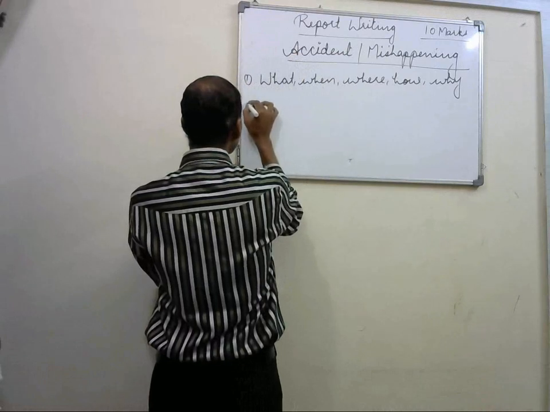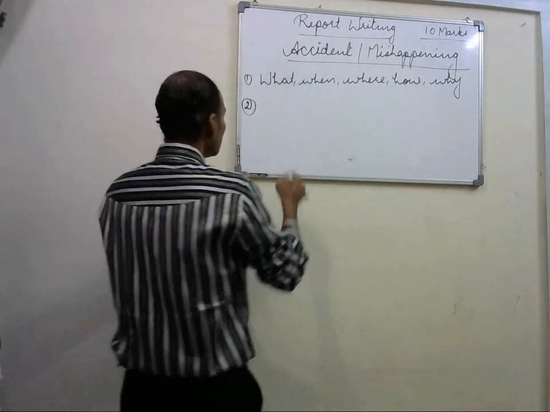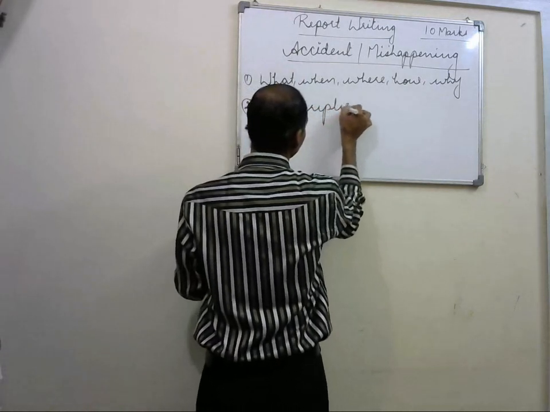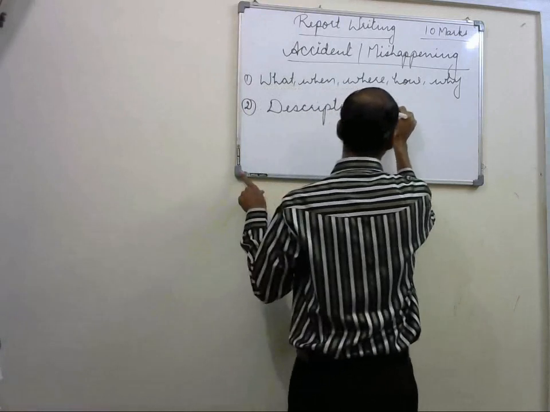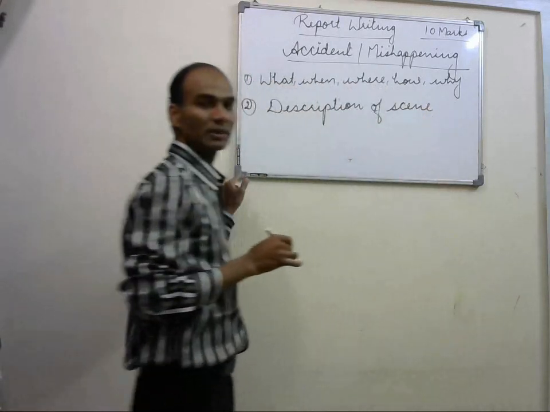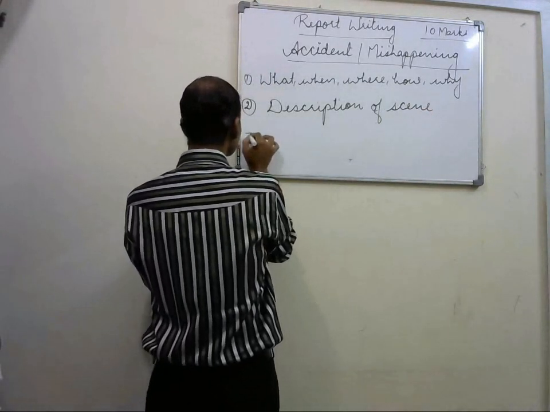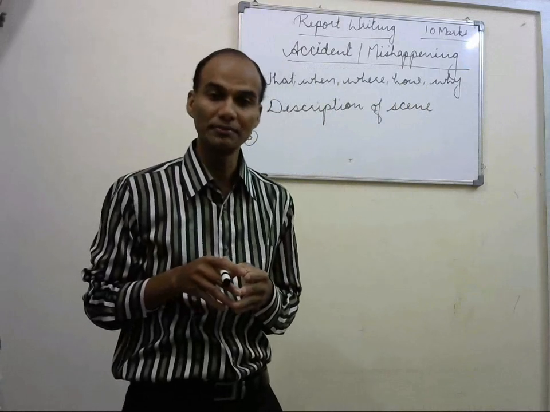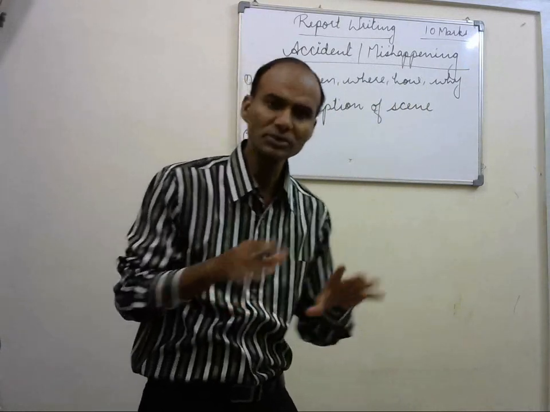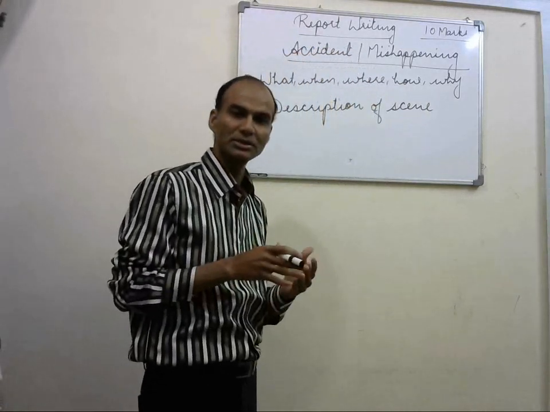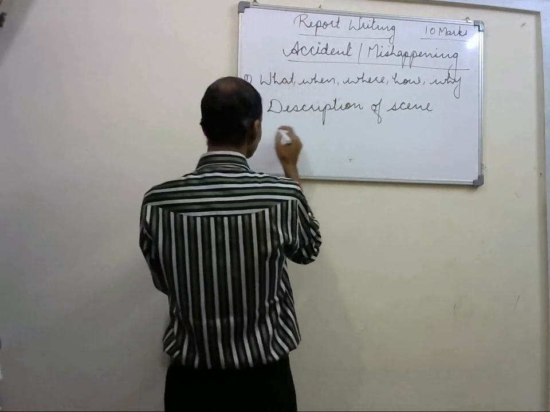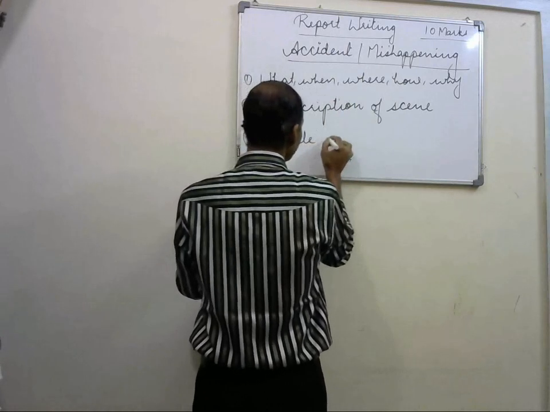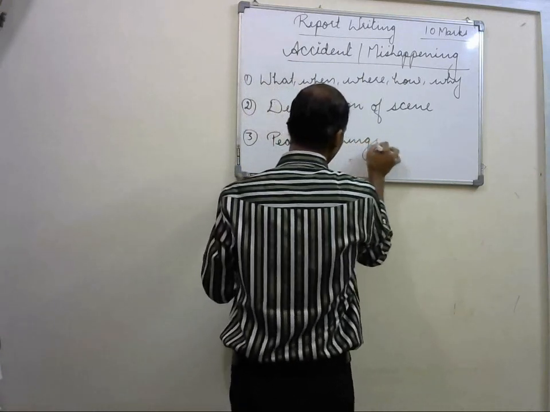Second, now we can break these things into several other points. For example, you can mention the description of the scene, like whatever is there, if some casualty has happened, how many people were lying here and there, what was happening. All that is required to describe a scene can be used. Now you may mention the people and things involved.